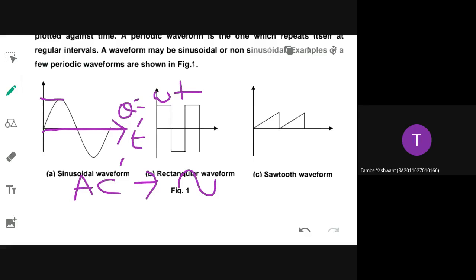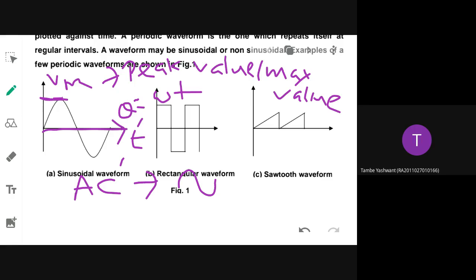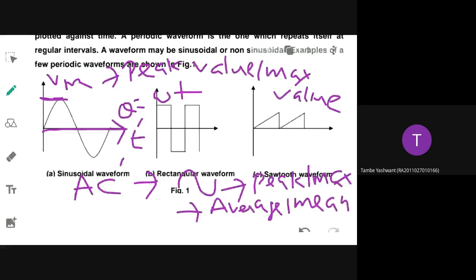Now this value is called what value? This is where the waveform becomes maximum. So this value is called my Vm. So what is Vm representing? That is my peak value or maximum value. So this is one way of representing an AC waveform, peak or maximum value. Alright. Next thing is average value or mean value. That is the second way in which you can represent any AC quantity.